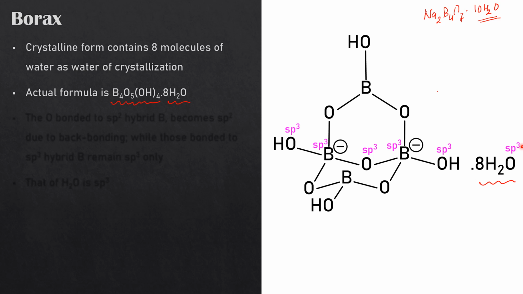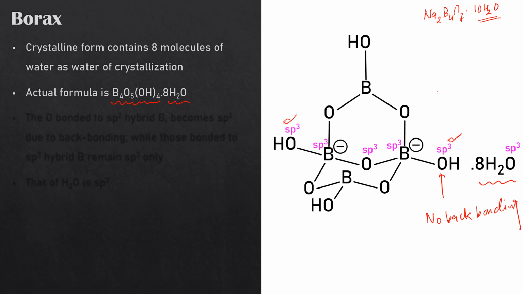Okay, and so the sp3 hybrid atoms we have labeled over here. This is the oxygen in the water molecule, 100% sp3 hybridized. These two borons are definitely sp3 hybridized. Now this oxygen which is bonded to an sp3 hybridized boron cannot have back bonding possible. If there is no back bonding possible, this will remain in sp3 hybridization.